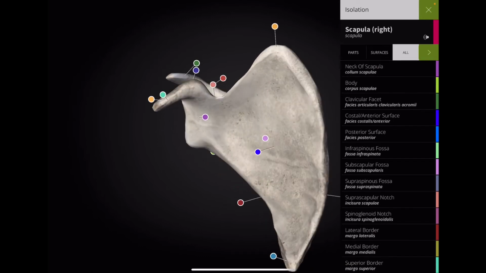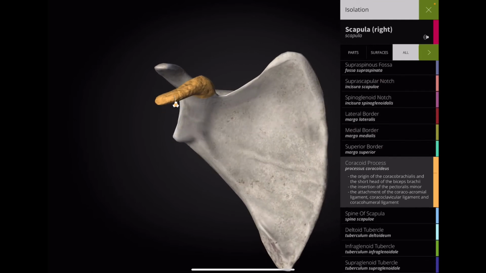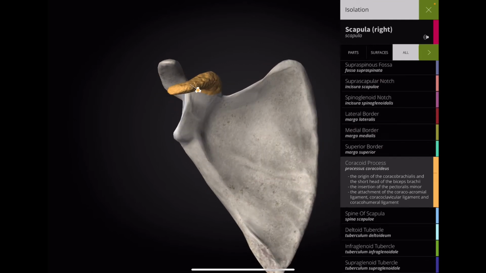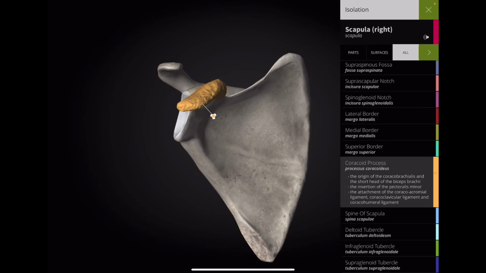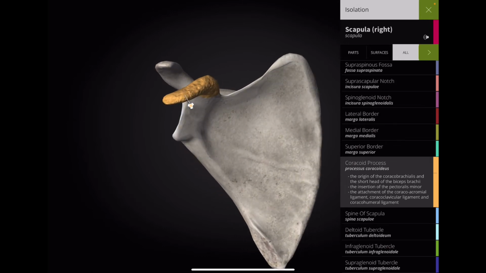Now, what we have here is the coracoid process. So this is very important, like I mentioned before. It's for the origins of a variety of different muscles. We have the coracobrachialis, the short head of the biceps brachii. We have the insertion of the pectoralis minor. It's also used for the attachment of ligaments. So we have the coracoacromial ligament, the coracoclavicular ligament, and the coracohumeral ligament. So it's very important for the attachment of muscles and ligaments.